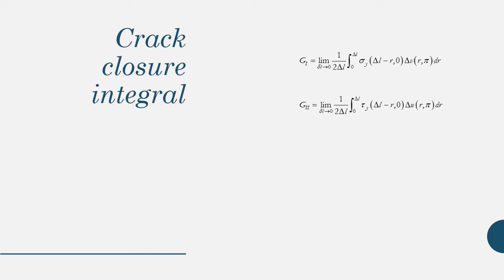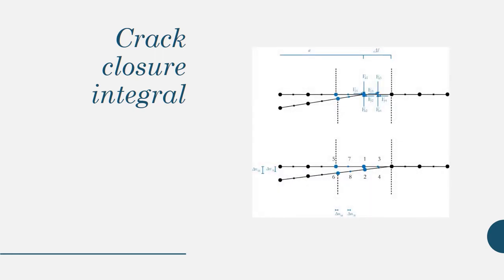It has these equations. This equation can be simplified to this, where the index of sigma is 1 and 2. 1 represents the first step, which is the stresses, and 2 represents the opening displacement once the crack is opened. For the representation in the finite element, we have nodes when it is closed.